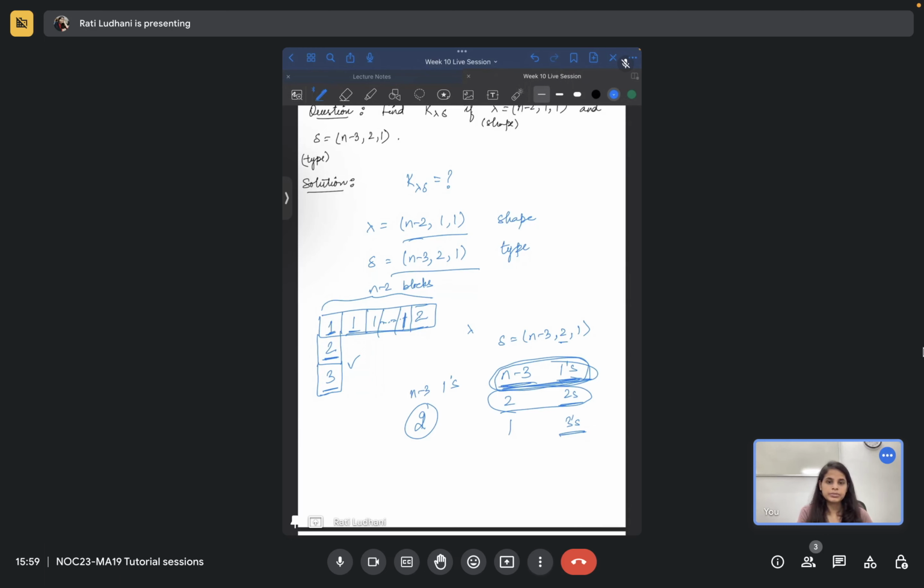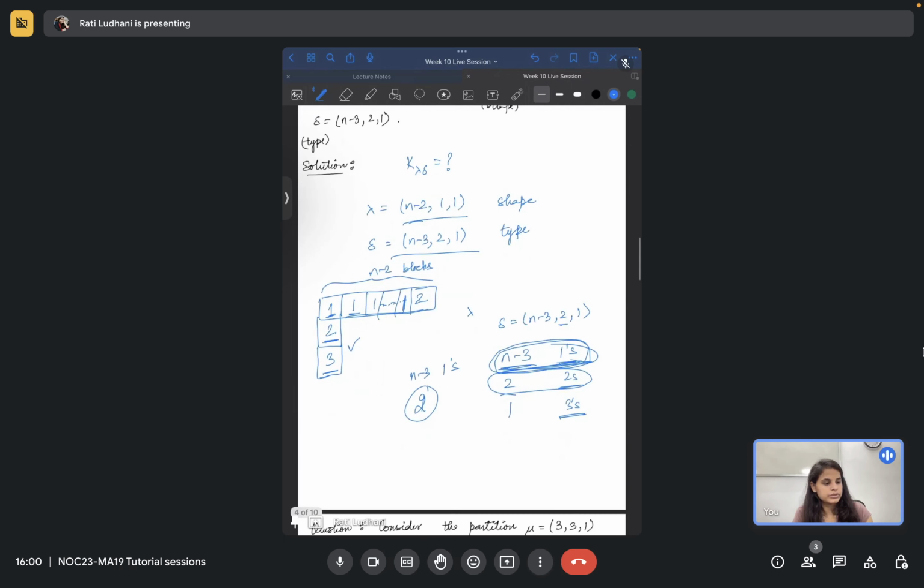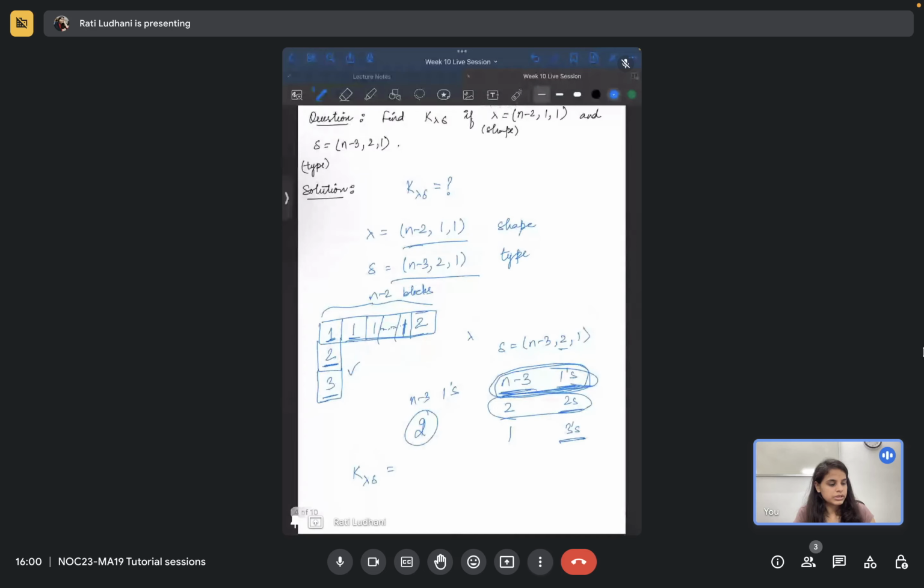This is what we will get. But do we have any other option with this condition, with this shape and type? No, ma'am. Okay, great. So k lambda delta with these conditions, with these values, is just 1, because you have just one possibility for these blocks. Okay, great.